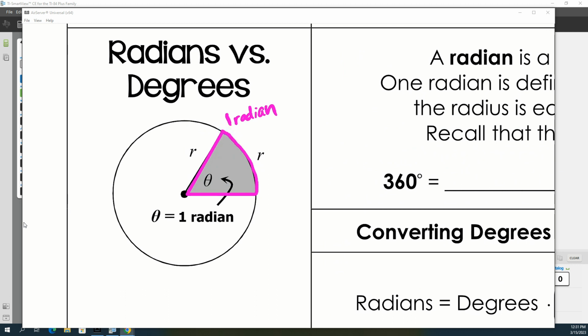So what I can do is I can take that same distance of the radius, and I'm going to put it along the edge of the circle again. Now I'm just estimating. Obviously I can't do this perfectly, but we'll just try to estimate. That looks about right. All right, and then that's going to form 2 radians. I'm going to do rad for radians. So what that means is this angle here is 2 radians.